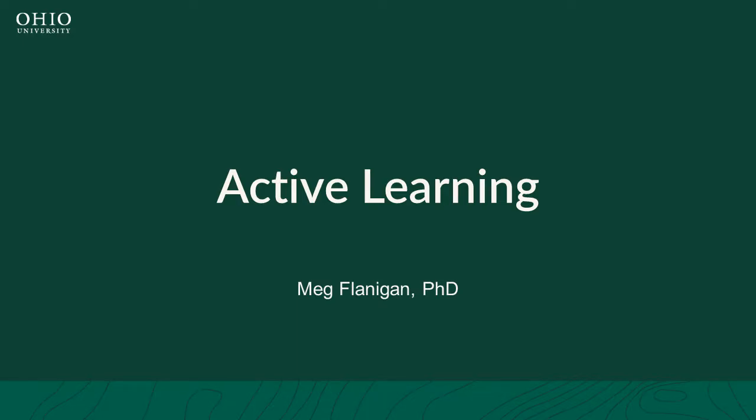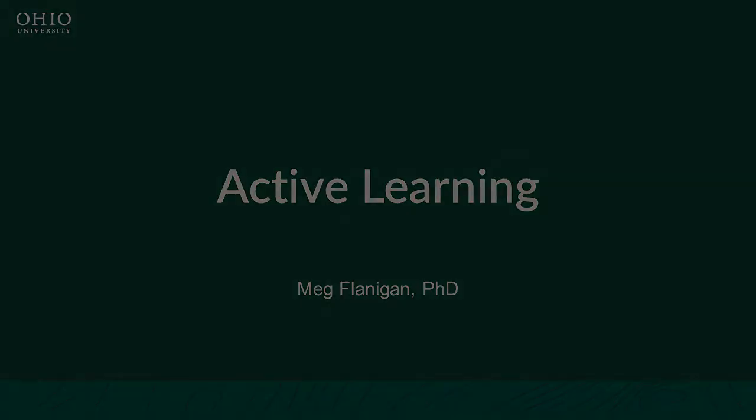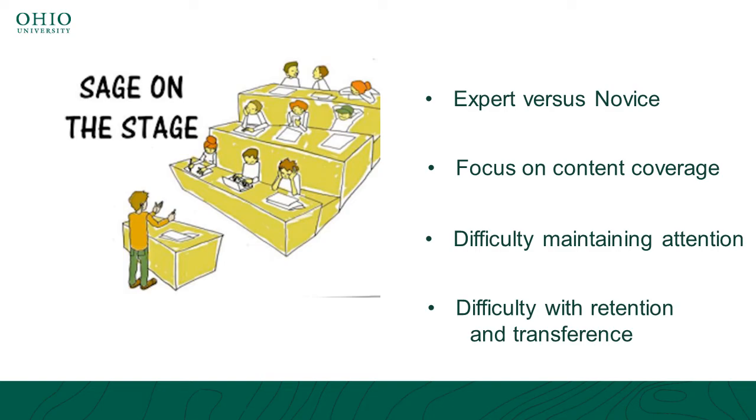Active learning is an umbrella term that describes any type of learning activity that moves students away from passive participation to active engagement with the material under the direct supervision of the instructor. In the traditional 19th and 20th century sage on the stage approach to teaching and learning, students came to class to learn from the expert.